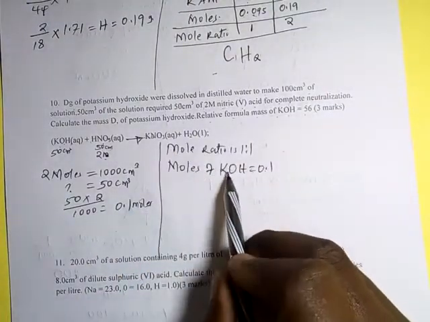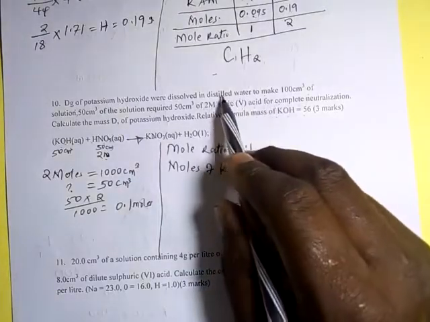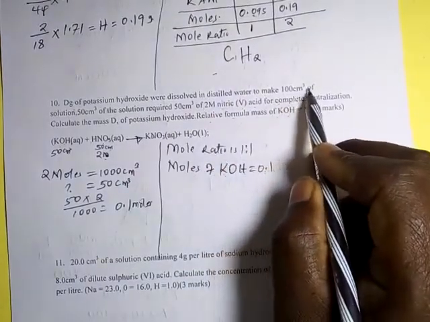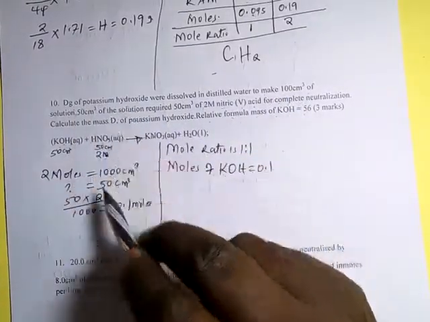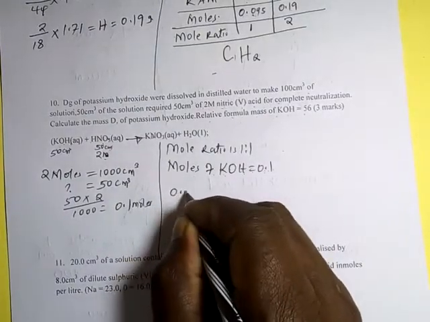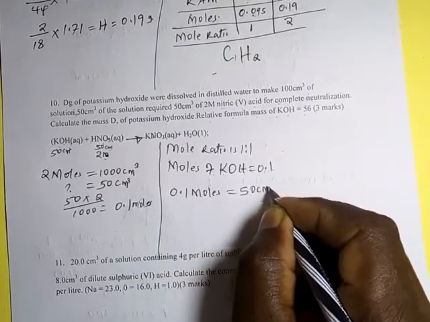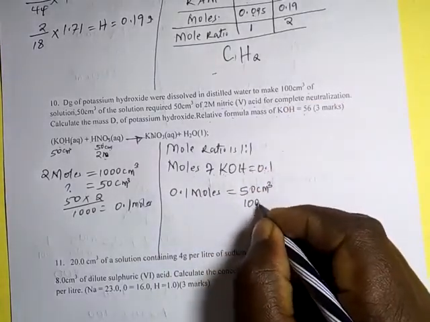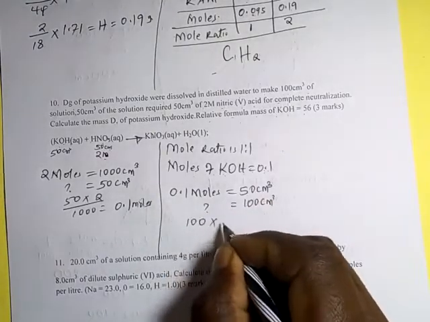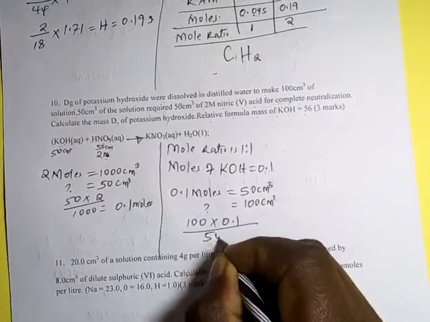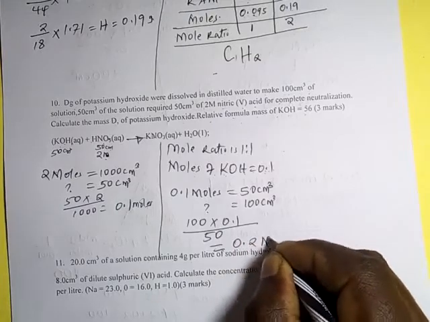So 50 centimeters cube of potassium hydroxide contains this number of moles, but the solution that was prepared is 100 centimeters cube. So let us get the number of moles in 100 of solution D, which is potassium hydroxide. We will say 0.1 is the number of moles contained in 50 centimeters cube. What about 100 centimeters cube of the solution, how many moles will it contain? So it is 100 times 0.1 divided by 50, and this will give us 0.2 moles.